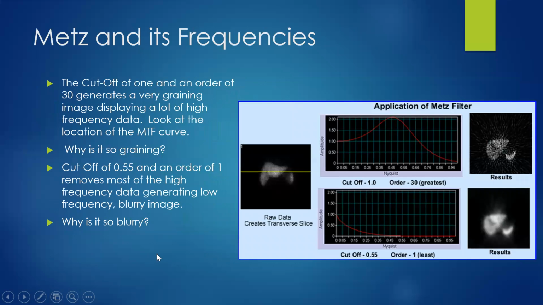So here are some examples. I don't ask you to really focus in on the numbers, but I ask you to focus in on where the actual curve is located. How was this MTF curve generated with the appropriate filter? And, is the image fuzzy or is it grainy? Can you explain why it's fuzzy or grainy?